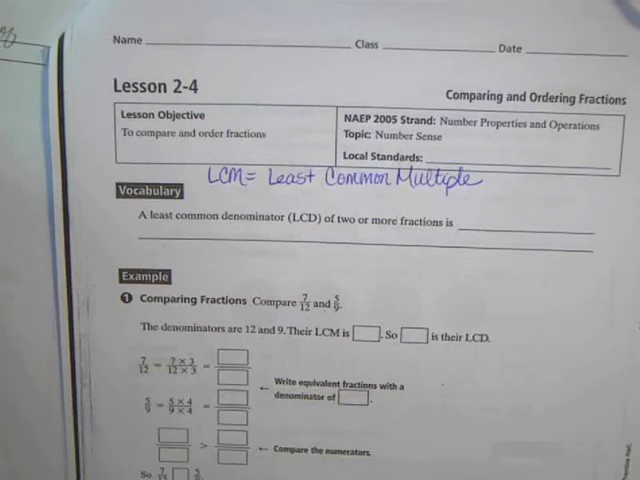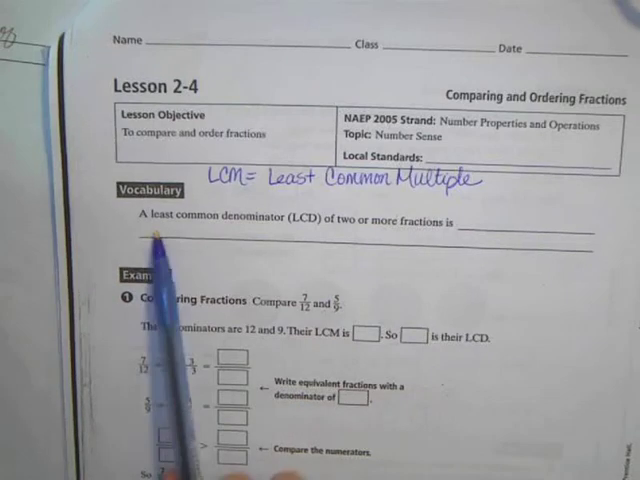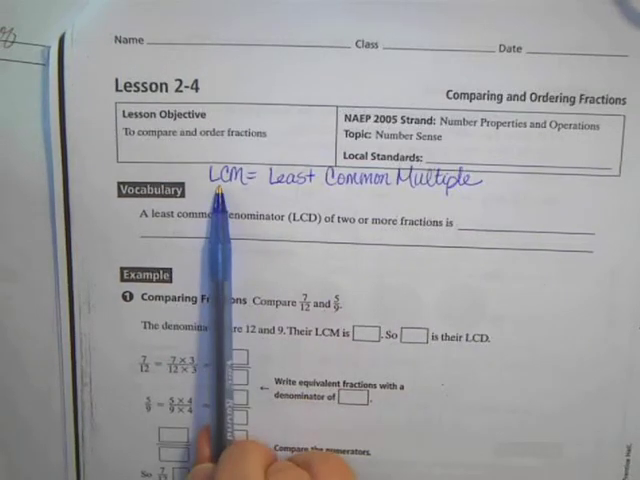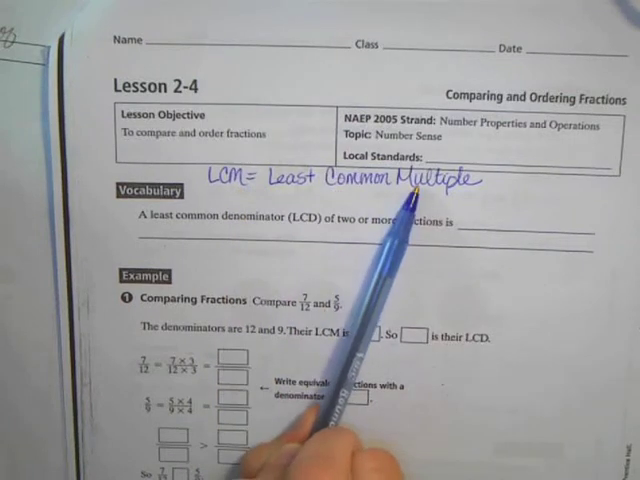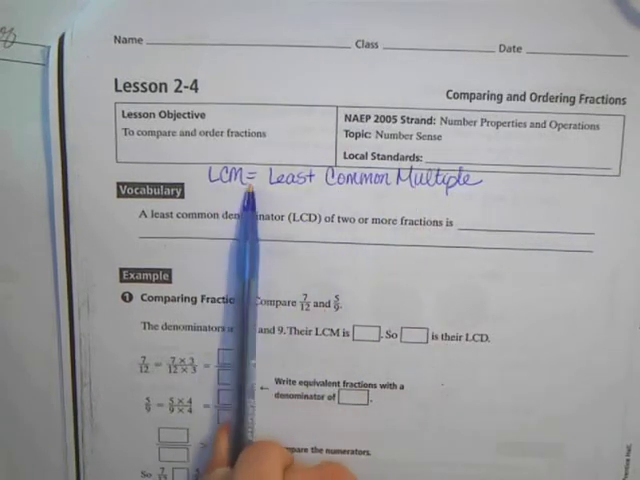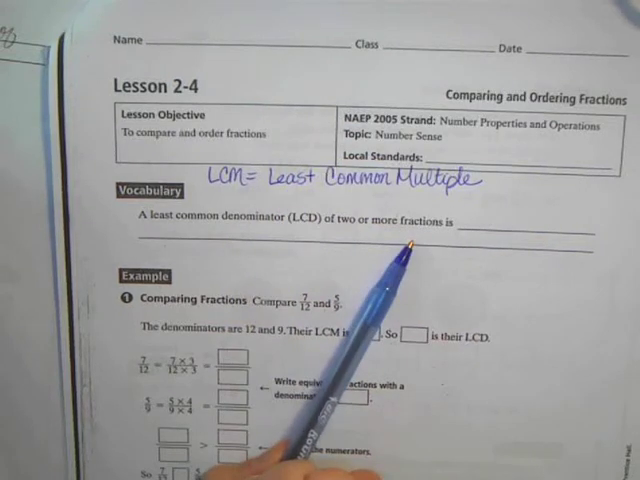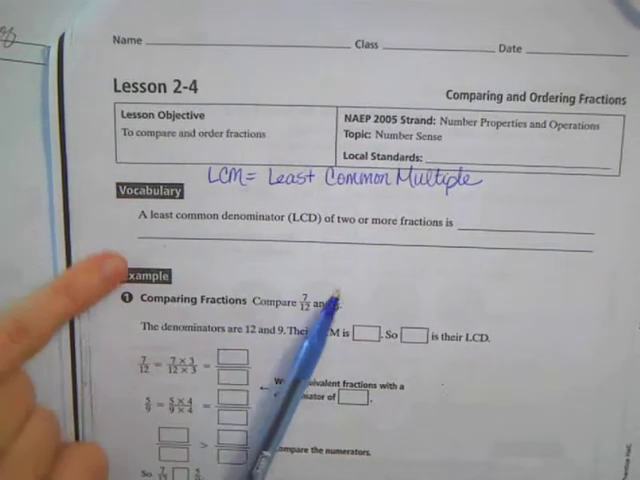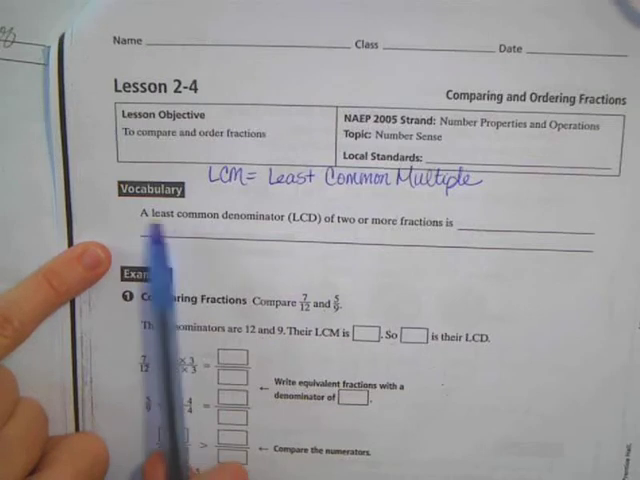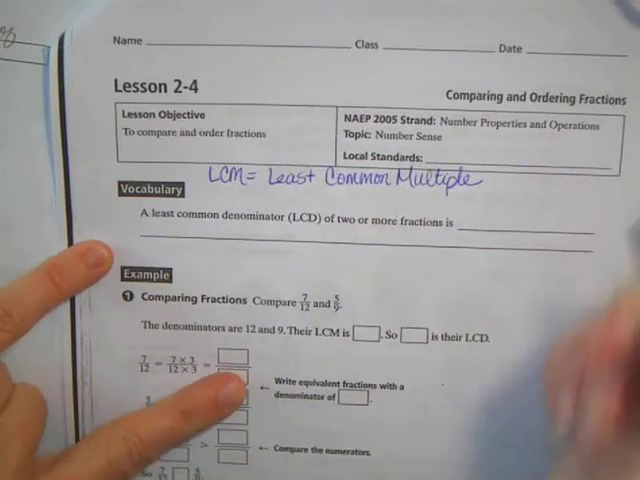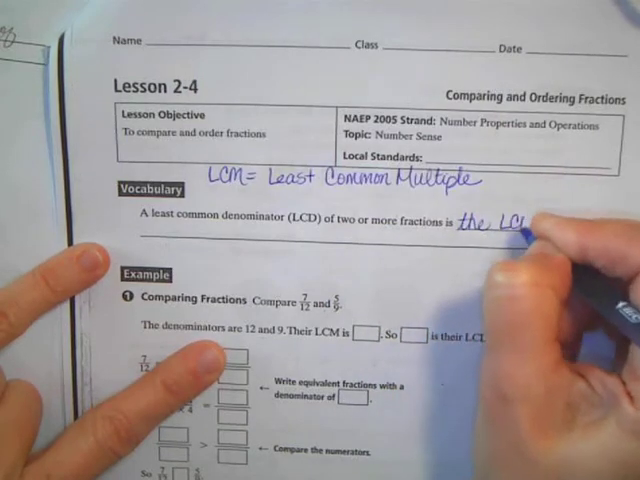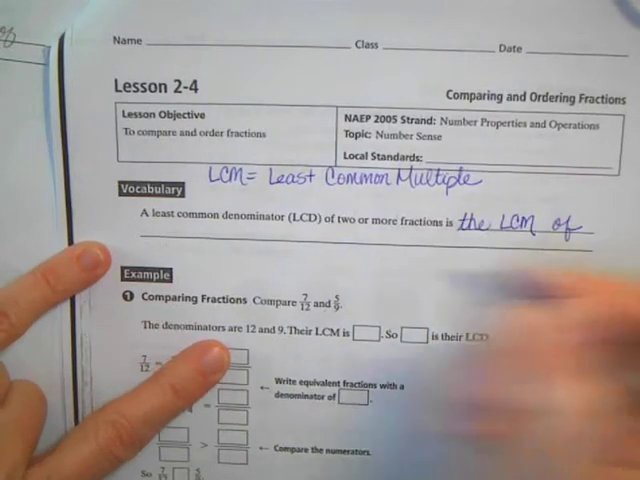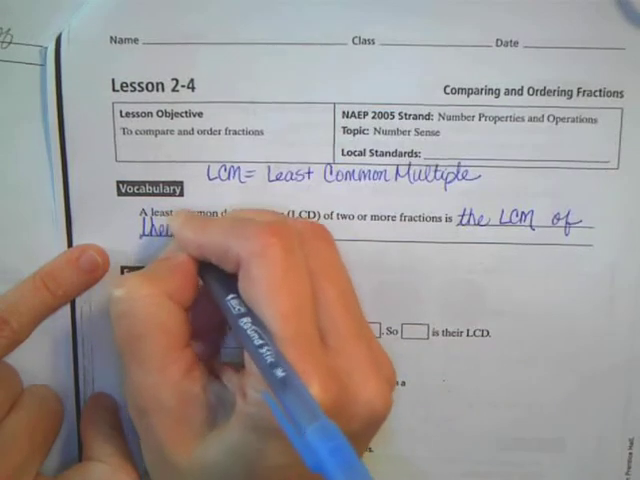Our objective here is to compare and order fractions. The authors here have given us one definition. I also made note of LCM, which is the least common multiple, because we're going to use the term LCM in our definition of LCD, or least common denominator. So a least common denominator of two or more fractions is the LCM, least common multiple, of their denominators.